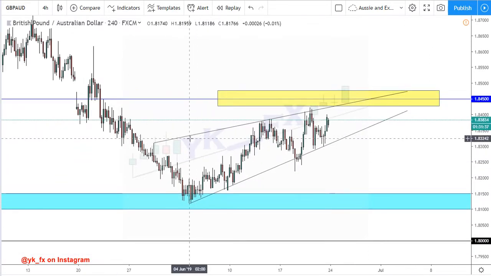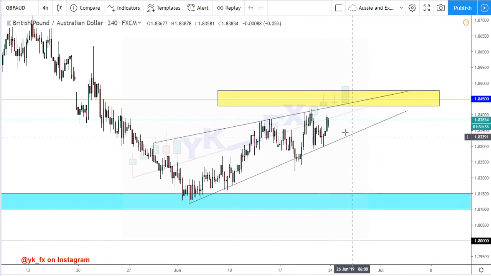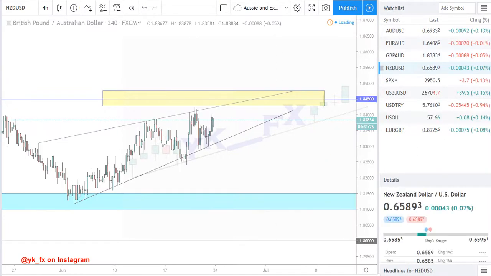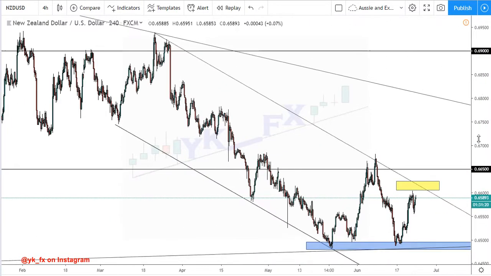Again, we're holding between these two trend lines for now. So a break either way would confirm the bias that we'd have once we hit 1.8450. Okay, so that's another nice confluence for us. Let's look at NZD/USD, the New Zealand dollar. Really interesting at the moment.